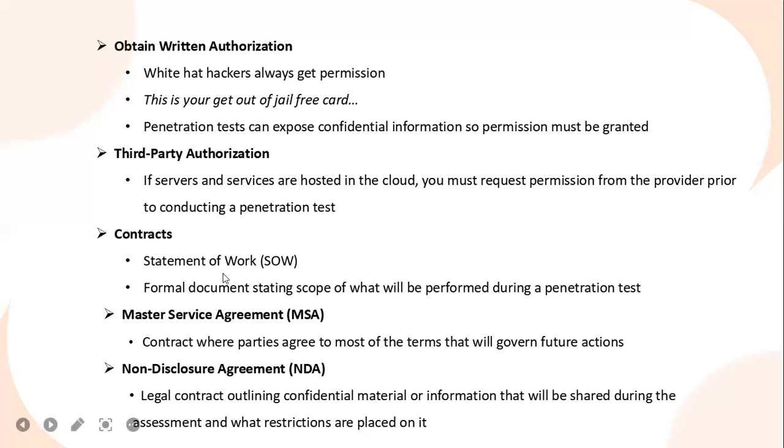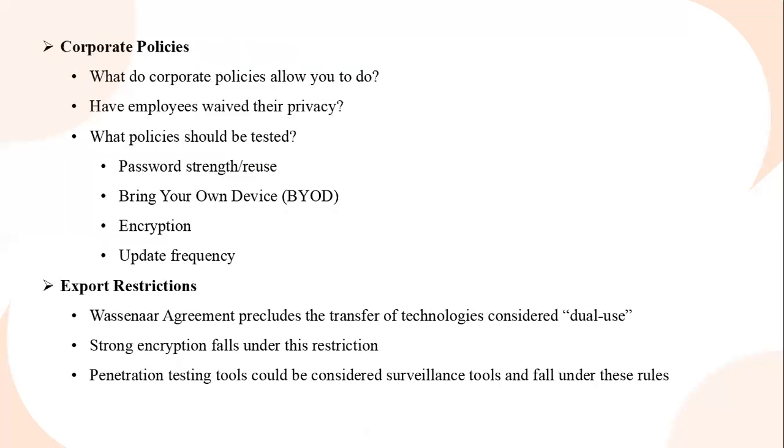Contracts. So you should have a statement of work that details all the things you're going to do. Master service agreements, where everybody agrees to the terms and what will govern future actions. Non-disclosure agreement, which tells what you should disclose and what you shouldn't disclose, even after your assessment. Corporate policies. What do corporate policies allow you to do, right?